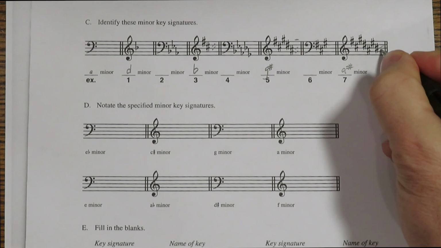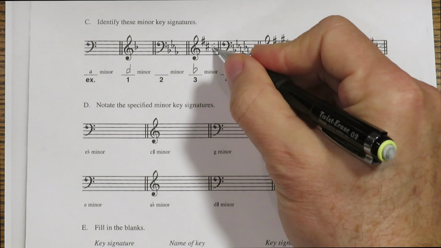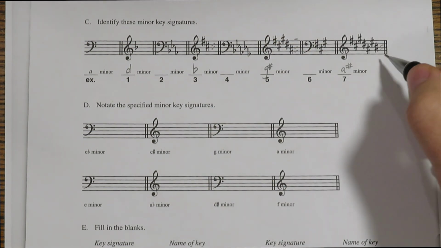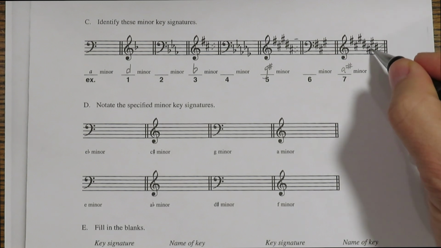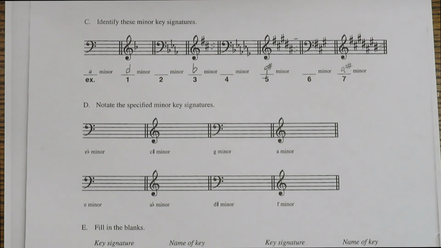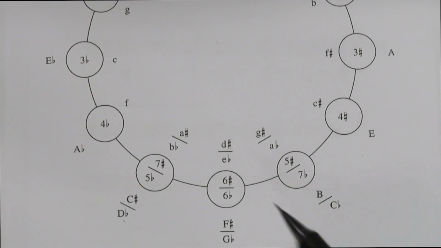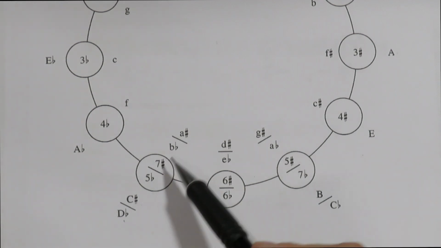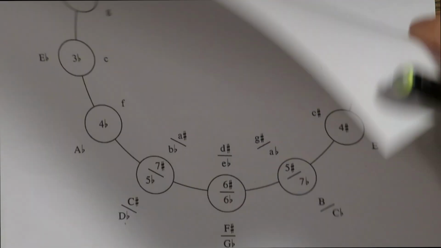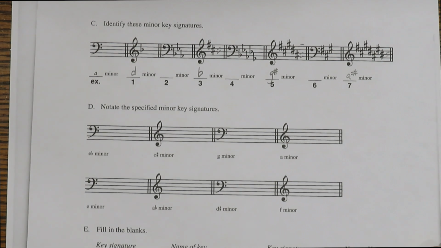Alright, so here's your third. You're either going from line to line or space to space. You just have to be careful if there's a sharp or a flat in that line or space. So, and we'll check here. And we see 7 sharps, A sharp minor relative to C sharp major. Hopefully you can use that little trick.